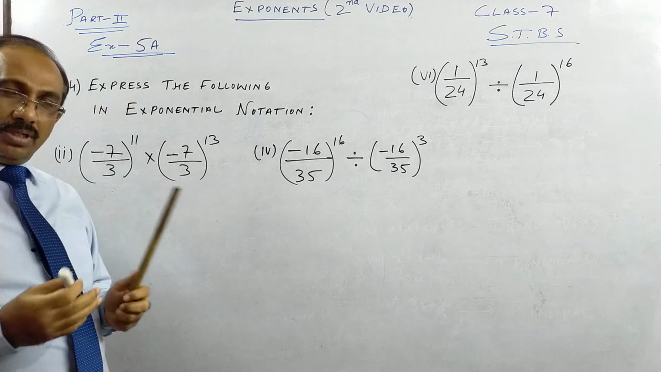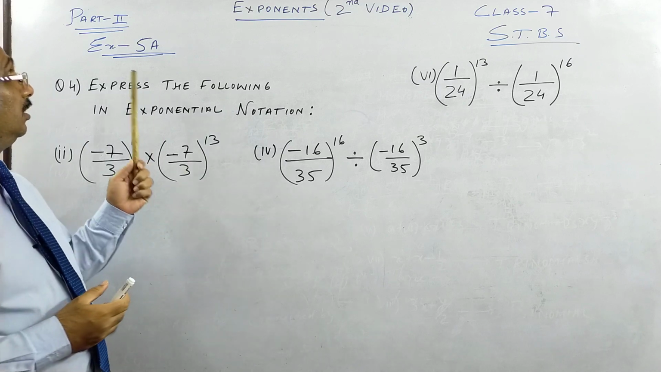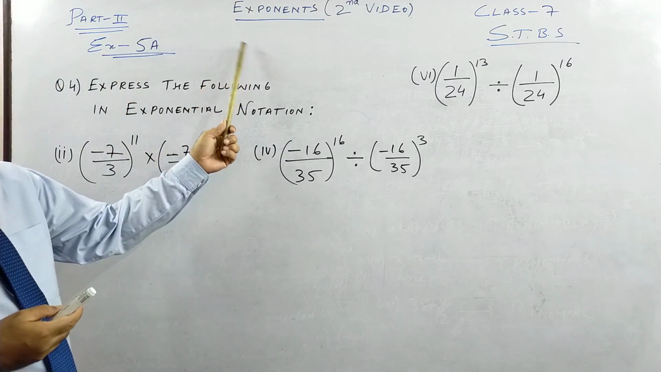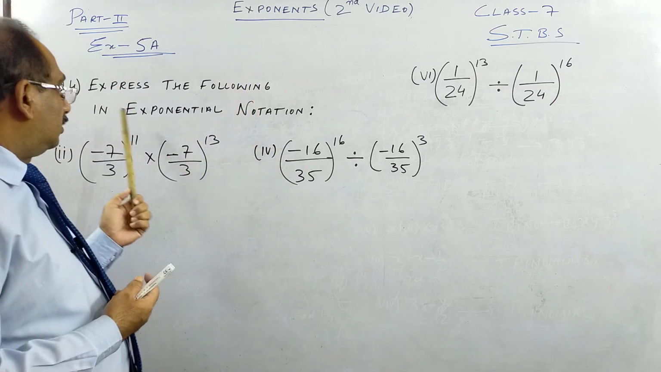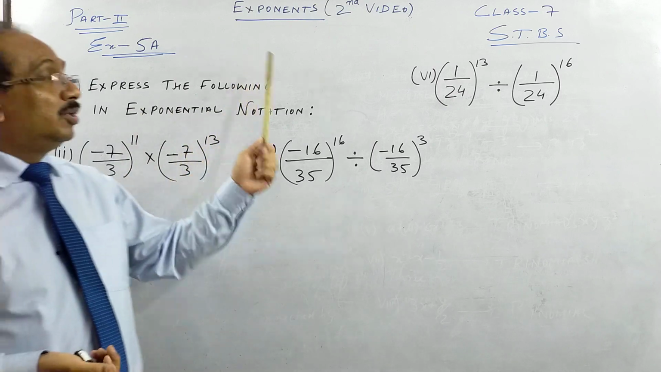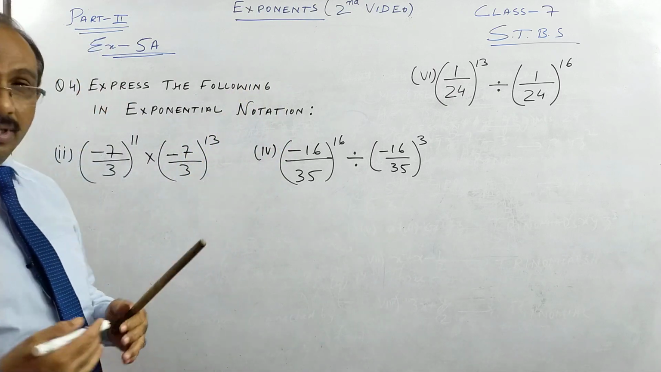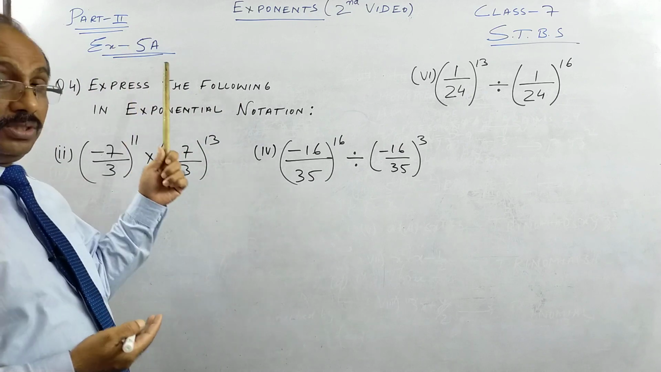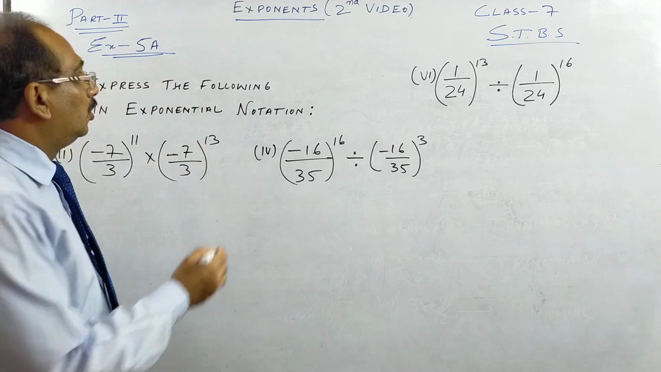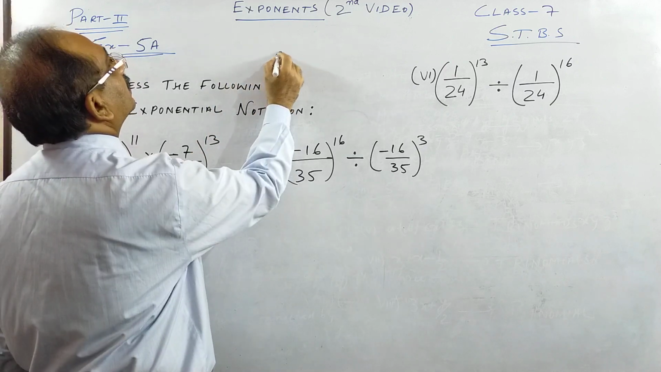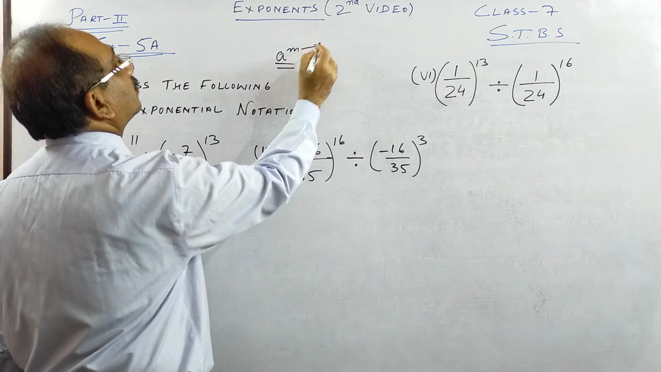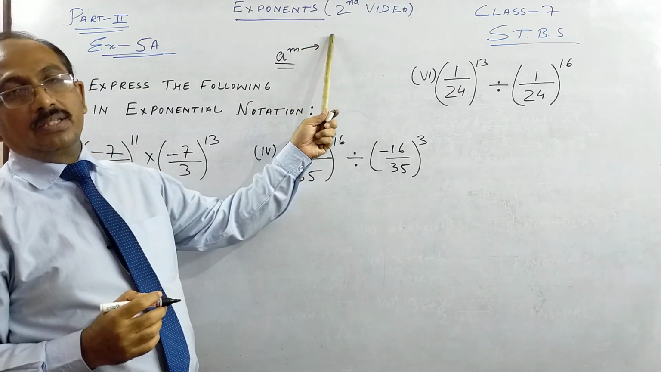In the very first video lesson, part 1, I explained the basic concept of exponents, why they are called exponents. In this question, express the following in exponential form. Exponents I told you mean power. If you have not seen my first video, please see that, then you will get the concept very clearly. Exponential form means the power, like this, a to the power m. This is called exponent, index or power.